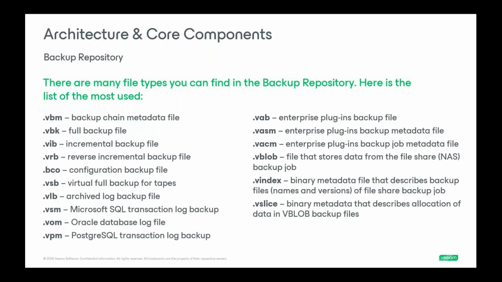BCO, I hinted at earlier, is the file format of the Veeam configuration backup. So it's just a backup of the Postgres or SQL database that the Veeam settings are stored in. This tape full backup file is usually abstracted through the interface, but good to know. Log backup files are probably good to know. And the vblob, vindex, vslice are specific to what we call the NAS backup or file share backup. And there are enterprise plugins, of course, as well.